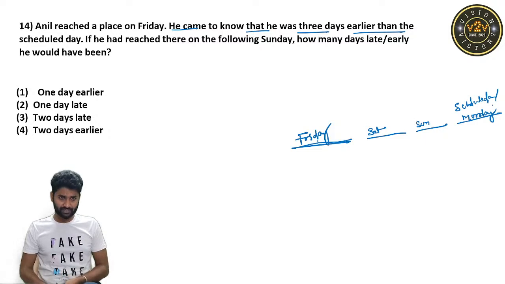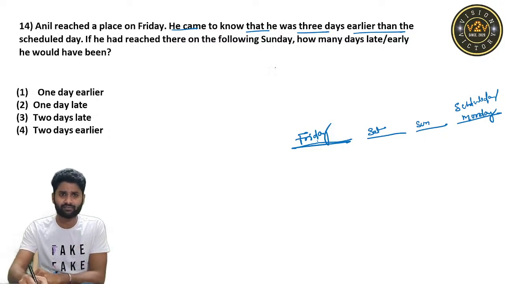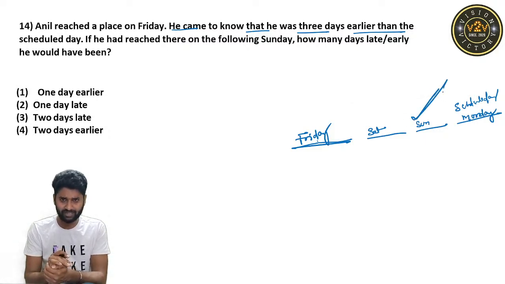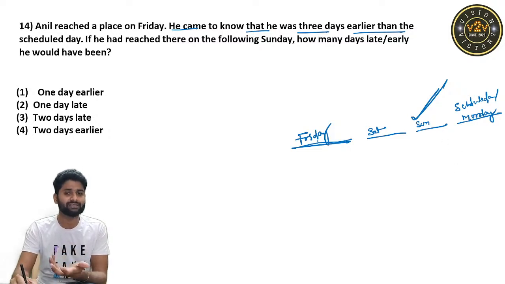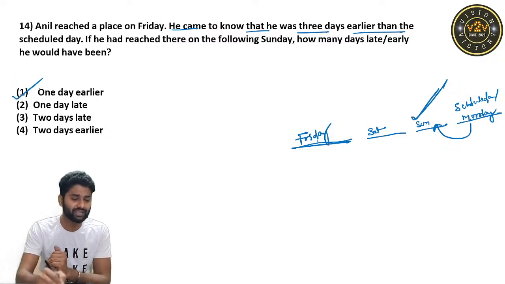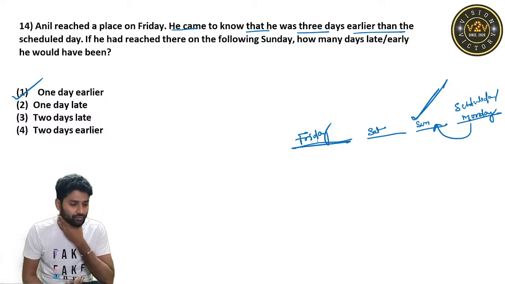Now the statement says, if he had reached on the following Sunday, how many days late or early would he have been? If he reaches on Sunday, definitely he is 1 day earlier than the scheduled one. So the answer is 1 day earlier.